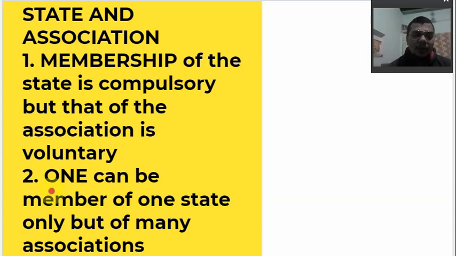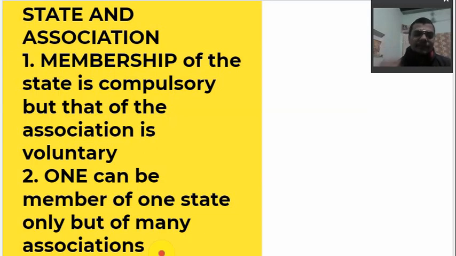The second thing is, one can be a member of one state only, but of many associations. I think this is also pretty much clear in itself. If you are an Indian citizen, you're only a citizen of India. You cannot be a citizen of India and a citizen of the United States at the same time. But in the case of association, you can be a member of a farmer group, a feminist group, a caste group, or some other kind of association like a chamber of commerce, an industrial group, or a worker union.